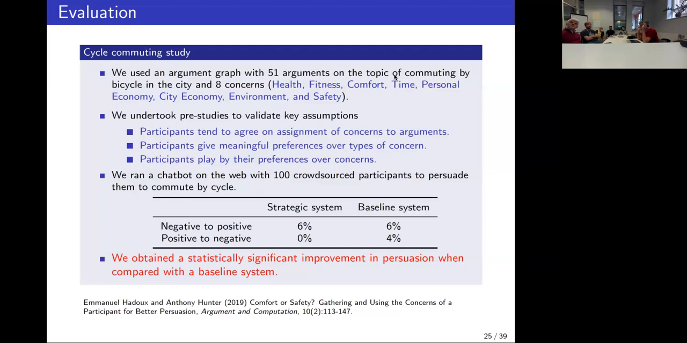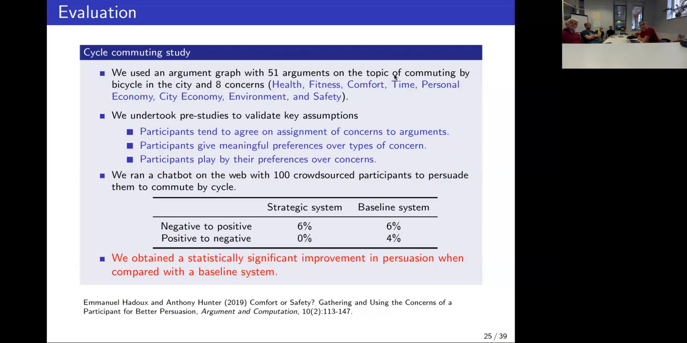Secondly, participants would give meaningful preferences over types of concerns. So we gave them the 8 concerns, and whilst they weren't able to rank them completely linearly, sometimes we did get some cycles that tended to be lower down. So we got useful information out of that. And interestingly, thirdly, if we gave them an argument and a list of counter-arguments, users tended to pick the counter-argument that corresponded to their concerns. So they were actually playing by their concerns.